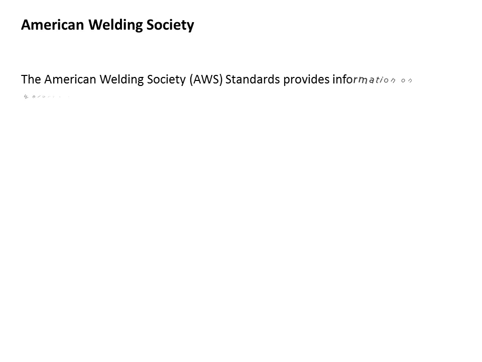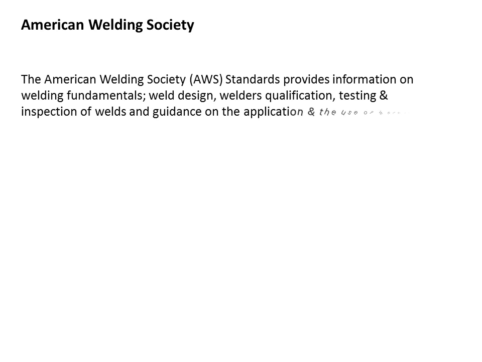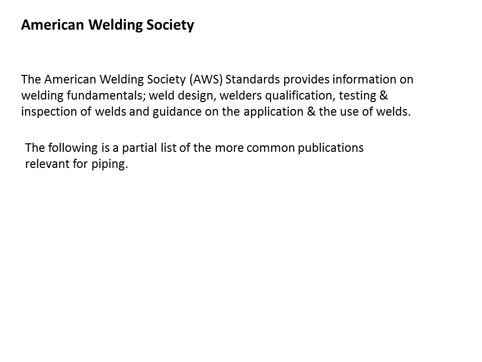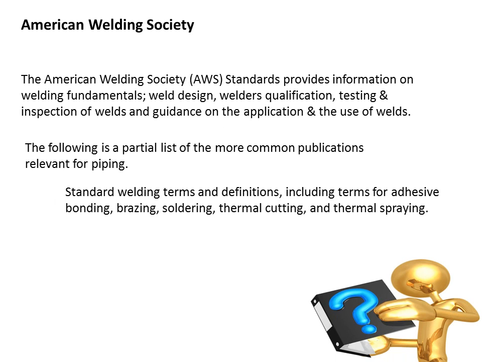Now, American Welding Society. The American Welding Society standard provides information on welding fundamentals, weld designs, welders' qualifications, testing and inspection of welds, and guidance on the application and the use of welds. The following is a partial list of more common publications related to piping from the AWS standards. Standard welding terms and qualifications, including terms for adhesive bonding, brazing, soldering, thermal cutting, and thermal spraying, are there in section A3.0.